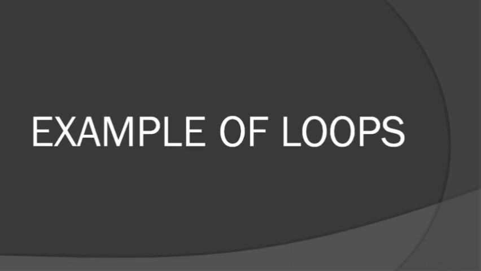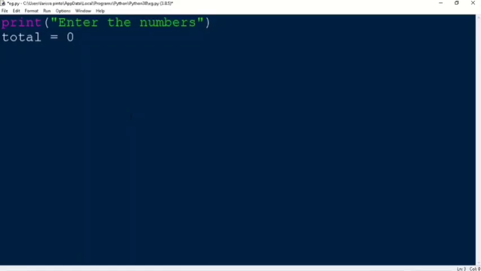So for that, I first write print, enter the numbers. Total is equal to 0. Initially, it will be 0. I declare a variable ls, which is a list, an empty list. And next, I'm going to write a while loop. While True, n is equal to input.